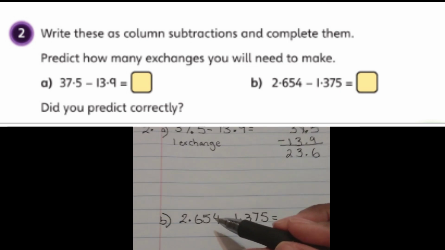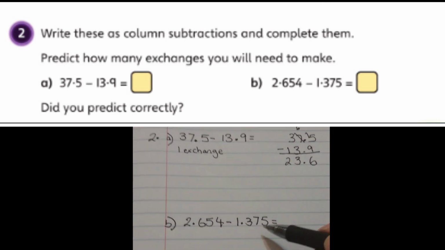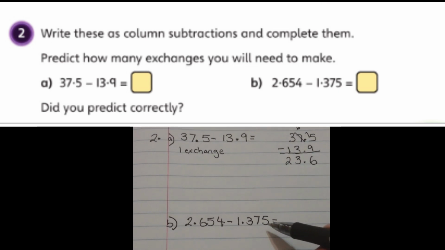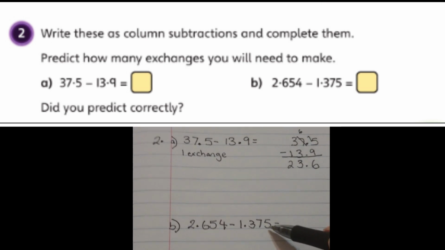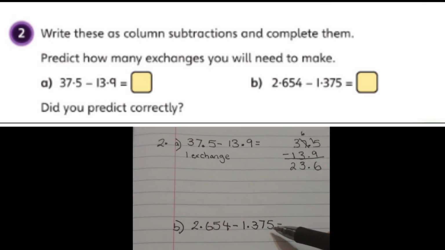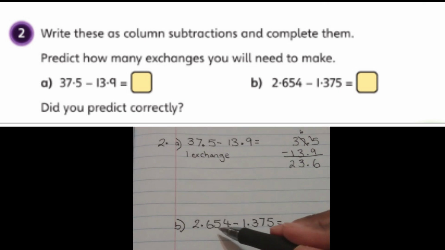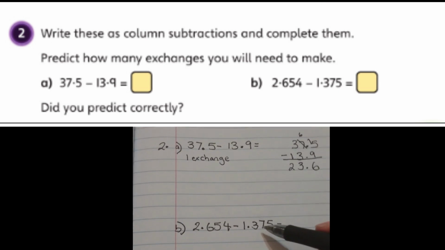2.654, so this goes to the thousandths place, take away 1.375. I'm going to do the same thing again. Let me compare the different places. So I have 4 thousandths take away 5 thousandths. I can't do that, so I'm going to have to regroup. Then I have 5 take away 7. Again, I can't do that.